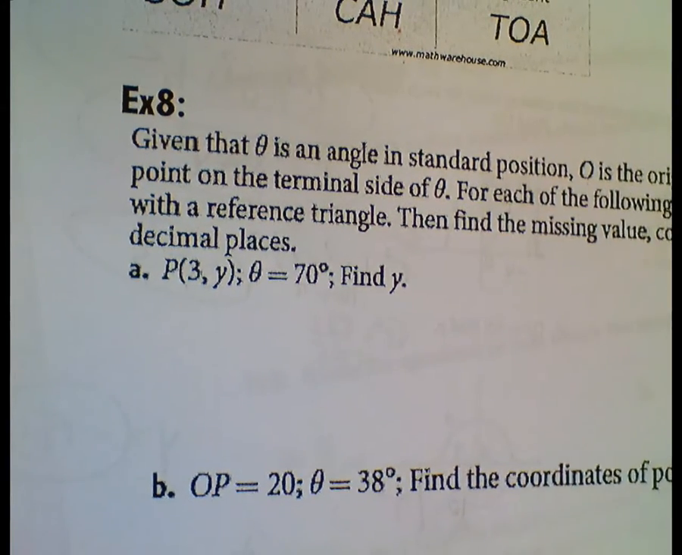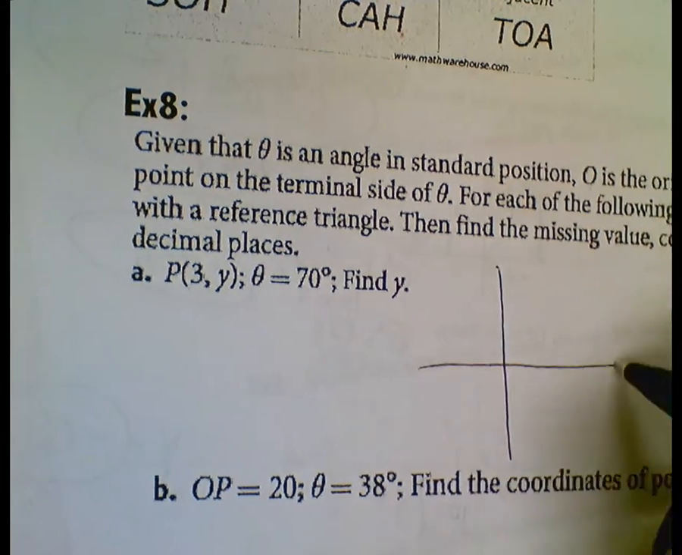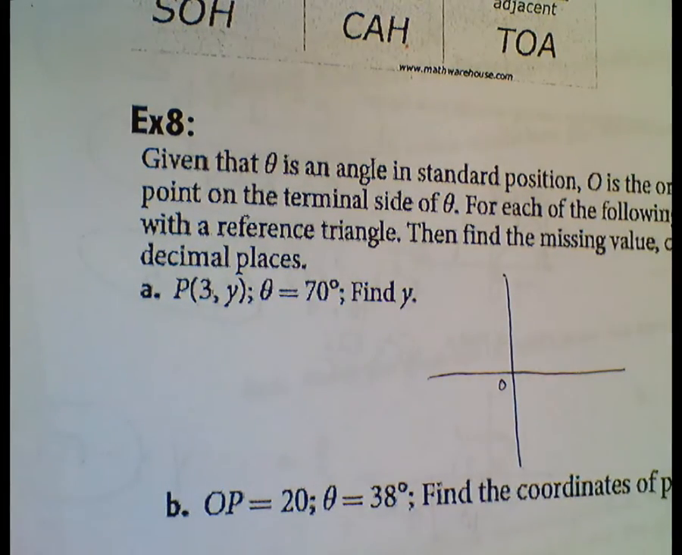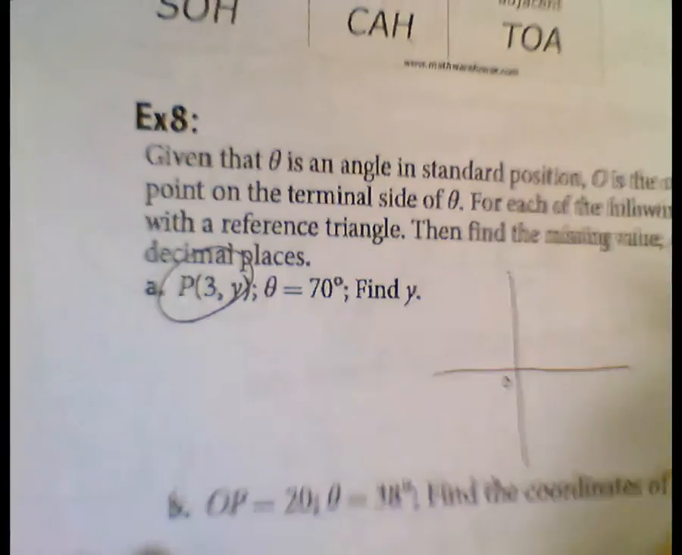Given that theta is an angle in standard position, and O is the origin, here's my O, and P is a point on the terminal side of theta, for each of the following, draw a figure with a reference triangle, then find the missing value correct to 3 decimal places. Okay, so instead of doing the Pythagorean theorem this time, we're going to be using SOHCAHTOA. So this is your point, 3, y.